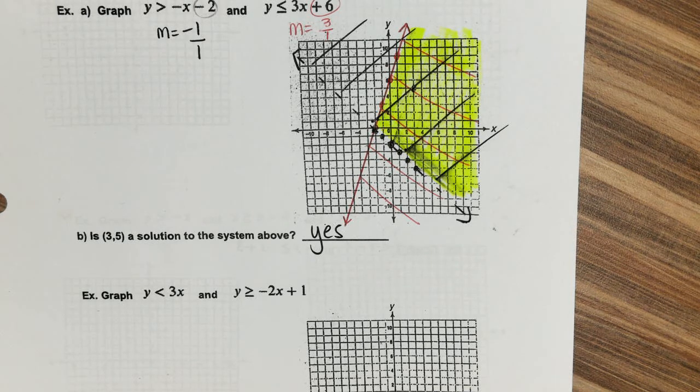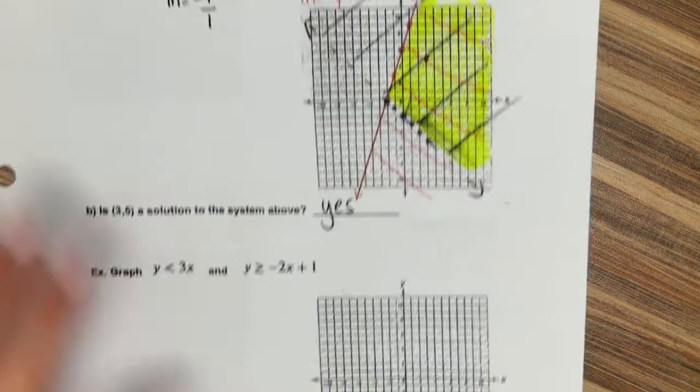So again, we've already learned how to graph inequalities. Now we're just going to graph two of them at the same time and see where they both fit each other. Make sense? All right, let's try the bottom one.